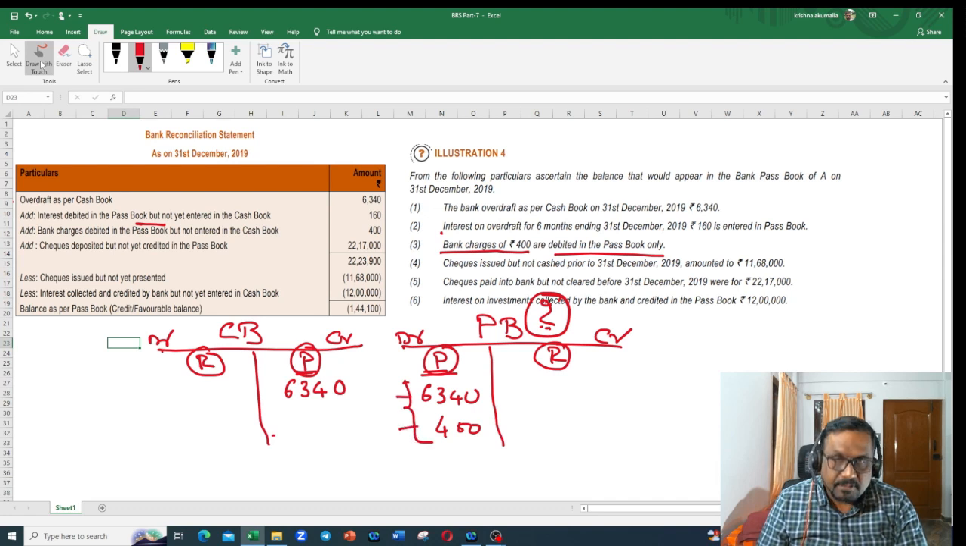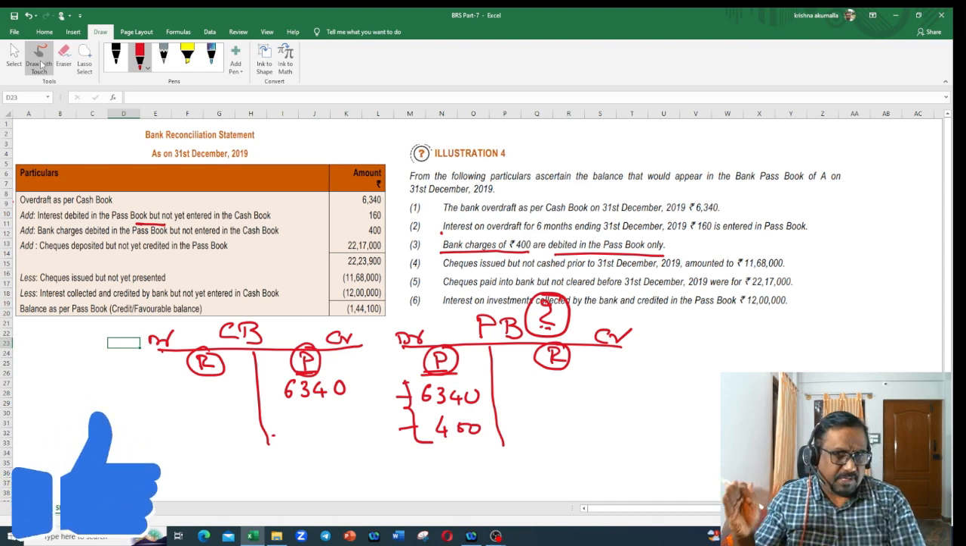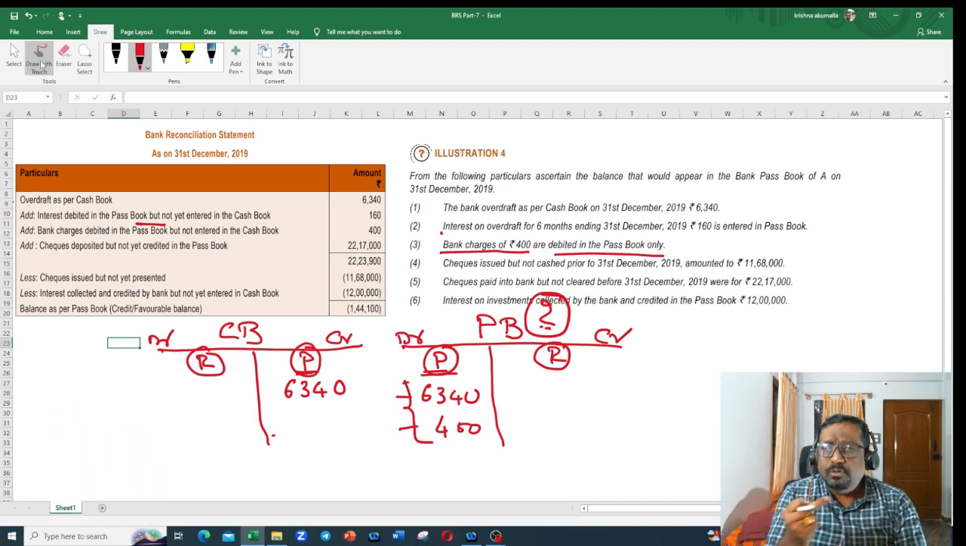Debit and a debit, this also explained. Debit into debit equals plus. Debit into credit equals minus. Credit into debit equals minus. Credit into credit equals plus. You need to refer to my previous videos so that you will get to know all these points. Whatever I'm talking about here has been explained in our previous videos.